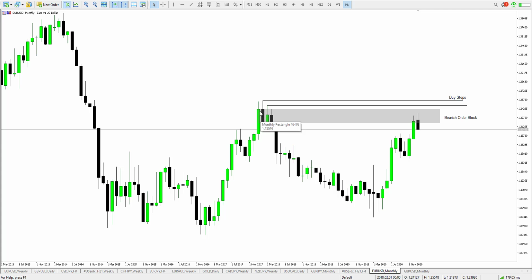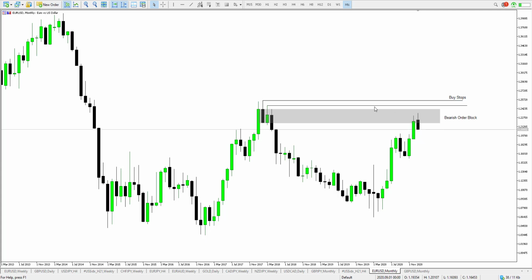The reason why I marked this price action as my bearish order block, you see here we've got an up close candle, price traded lower, then we had another up close candle, then price traded lower and closed below the opening price of the last up close candle. So that's our bearish order block.